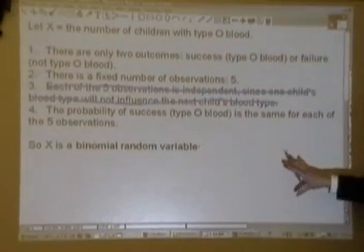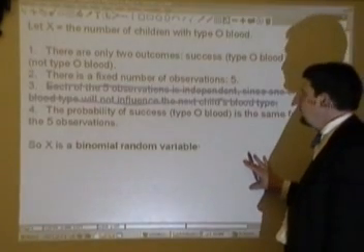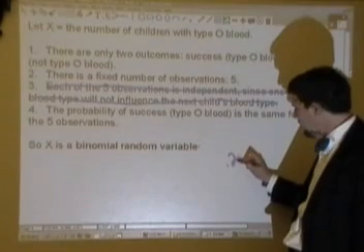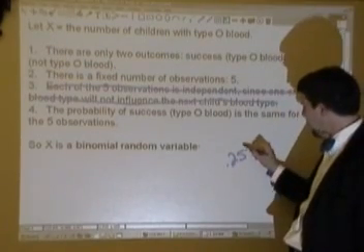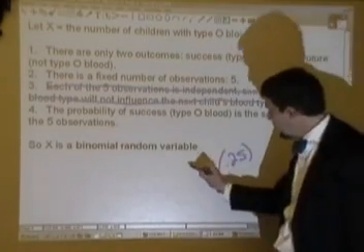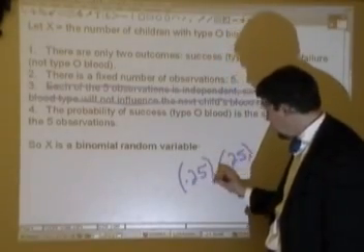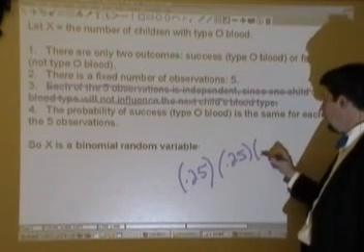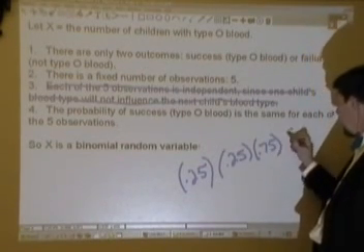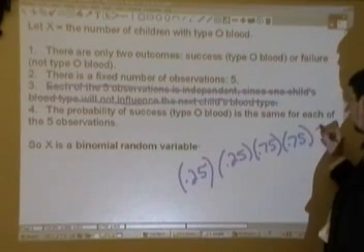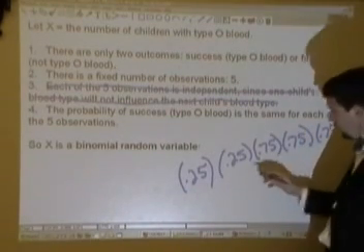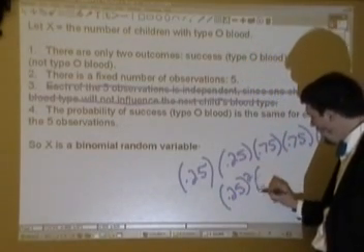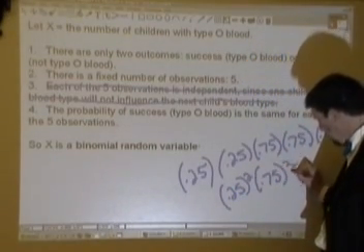So as we think about this, let's talk about what we're thinking is going to go on here. They're going to have 2 kids that are type O blood. That probability is 0.25. So I'm going to have a kid with type O blood. I'm going to have another kid, I'm going to write in front of this, with type O blood. What are the other 3 kids going to be? Well, they're going to be kids that are not type O. Not type O is 0.75. And I'm going to have 3 of those. So what I have here is 0.25 to the second power and 0.75 to the third power.